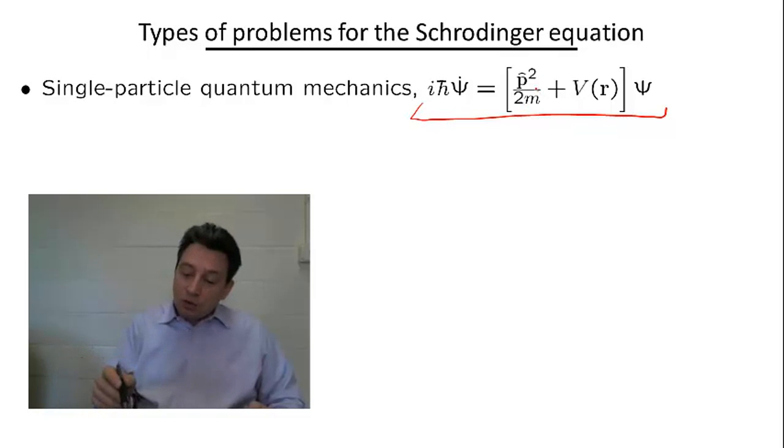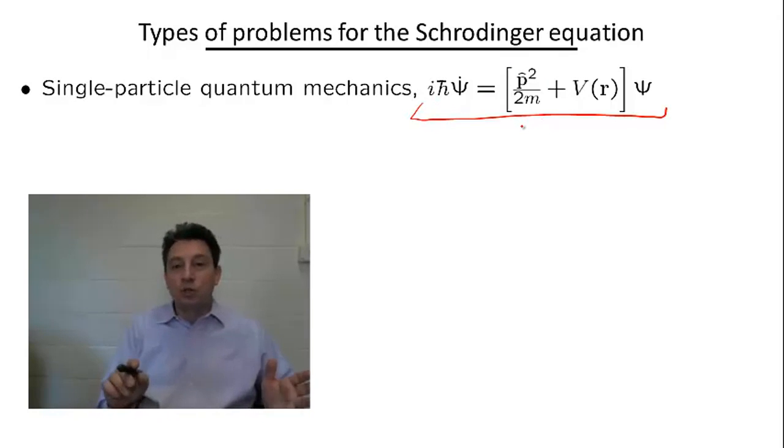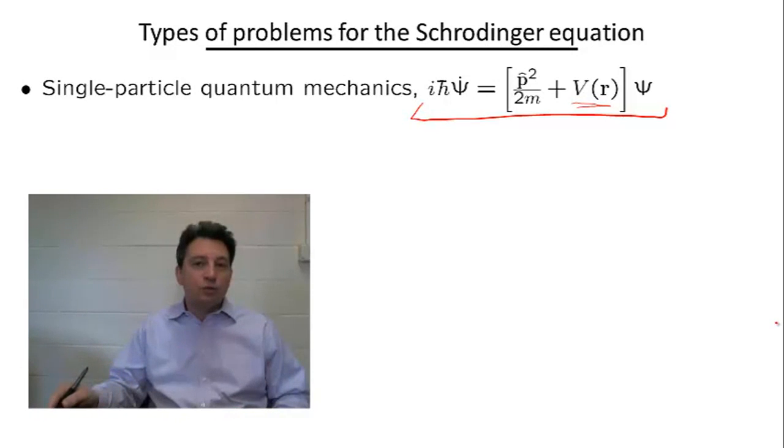In any case, in single particle mechanics, the first term in this Hamiltonian is just the kinetic energy. It's essentially a non-negotiable term. The second term is problem dependent, and it determines the potential in which our quantum particle moves. Amazingly, the variety of all possible problems in single particle quantum mechanics is contained in this equation in a compact way, and they differ simply by the choice of V of r.